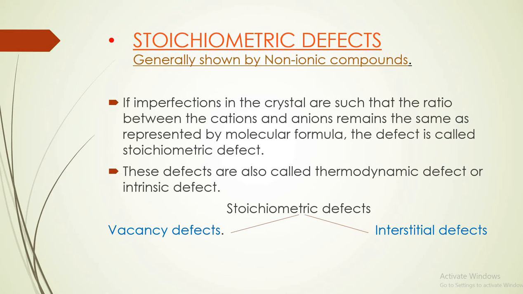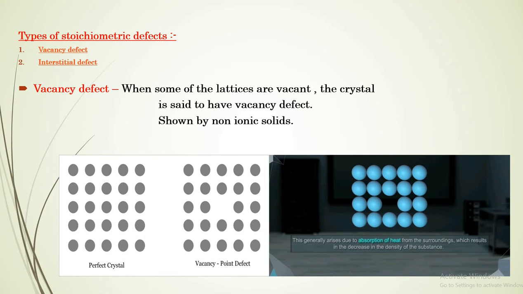If the imperfections in the crystal are such that the ratio between the cations and anions remains the same as represented by the molecular formula, the defect is called stoichiometric defect. These defects are also called as thermodynamic defect or intrinsic defect. In non-ionic compounds, there are two types of stoichiometric defects. First, vacancy defects. Second, interstitial defect.